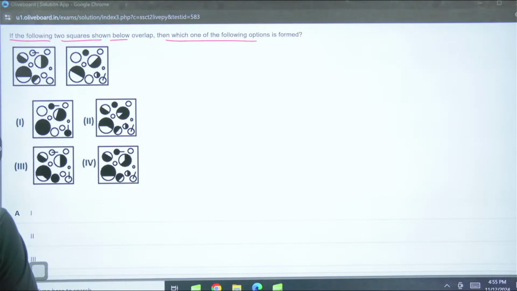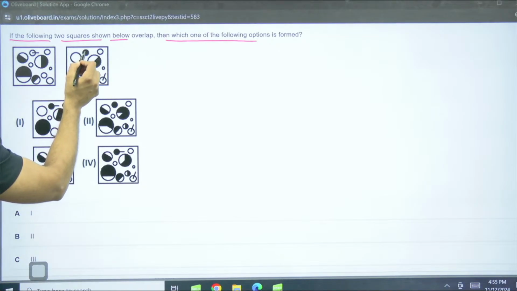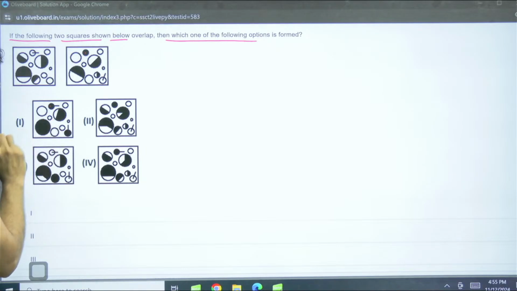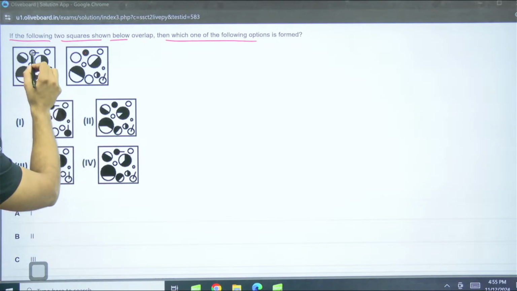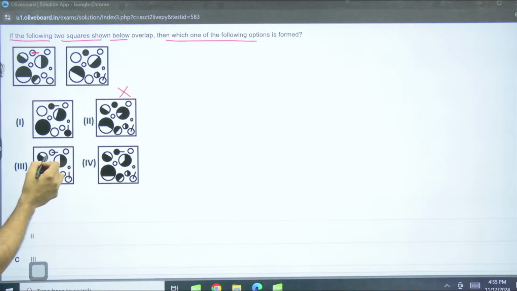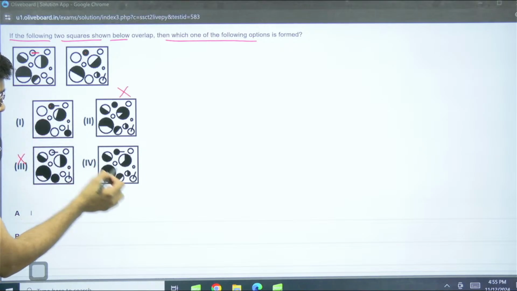Manish, Ramkrishna, Nityapriya. Which one will be formed if these two overlap? Let's see. If we overlap this one, then this dark circle will come over here, the shaded portion. In option A, shaded is given. In option B, this line is missing, so option B is cancelled. In option 3, this shaded portion is wrong because this will overlap, so the shaded portion will come. So 1 and 4 can be the right answer.